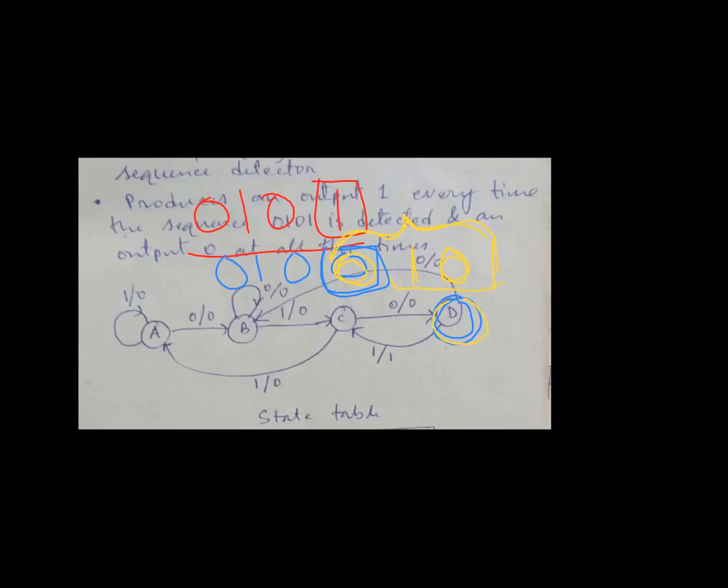Now look at 1, 0, 1. It can be obtained from state B. Since 1, 0, 1 can be obtained from state B, from D, for 0 input, we are going back to B. And since we get 0 in place of 1, it is not the sequence, so output is obviously 0. Okay, so this is the overall construction.